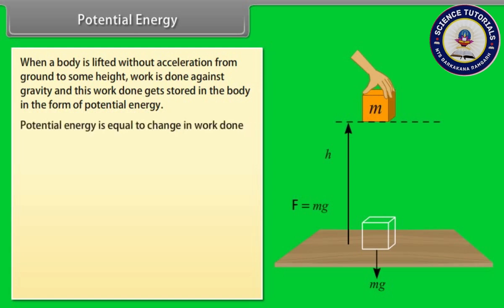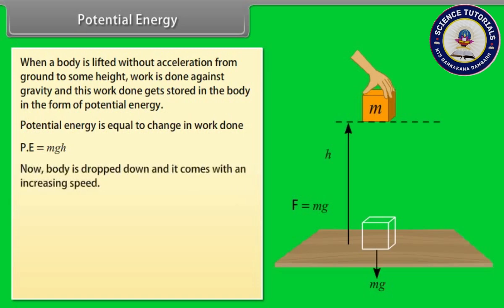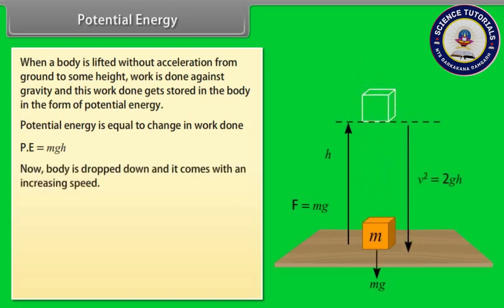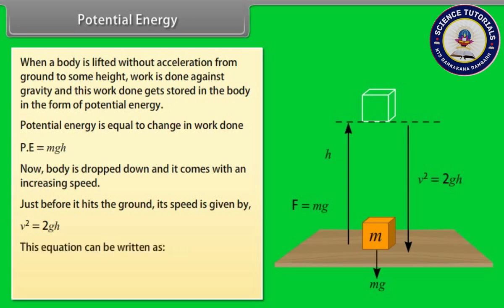Potential energy is equal to the work done. So, potential energy is equal to mgh. Now, the body is dropped down and it comes with an increasing speed. Just before it hits the ground, its speed is given by v squared equals 2gh. This equation can be written as half mv squared equals mgh.